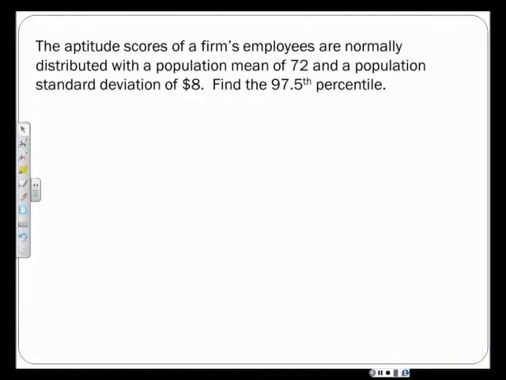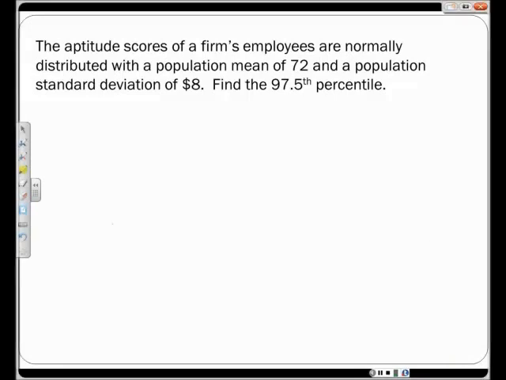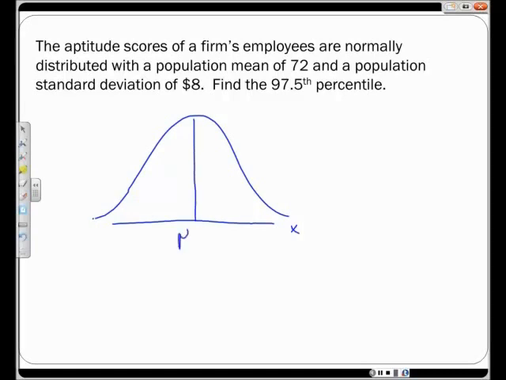Okay, this one's a little bit different. We still have that population mean of 72. And please note that I'm going to label the axis, and you should get in the habit of doing that. It won't always be X. So to know what kind of problem you're working and so on, it'll be a good idea there. Okay, 97.5th percentile.